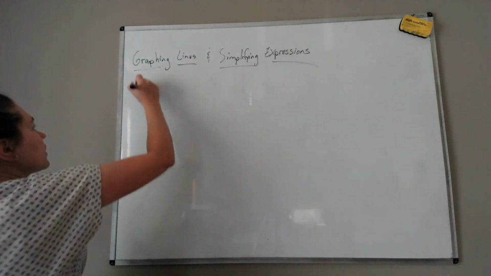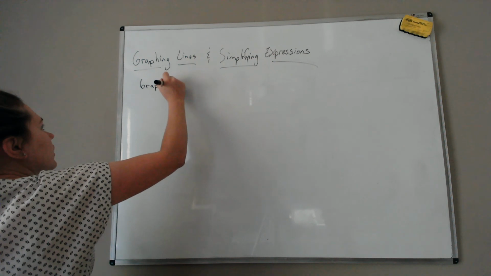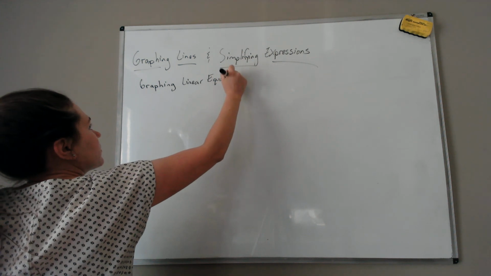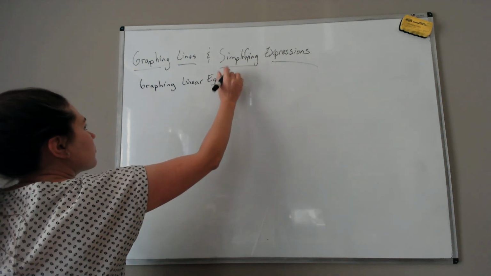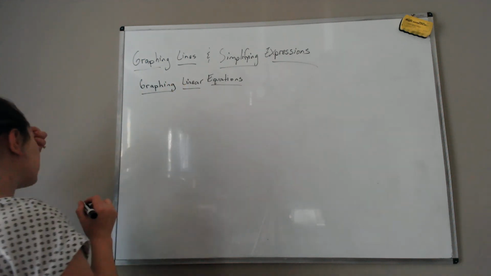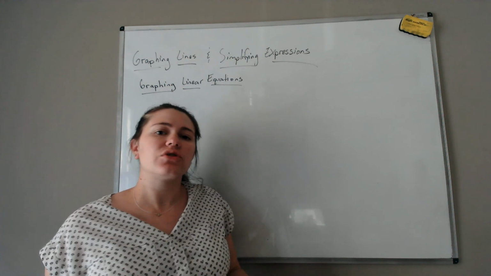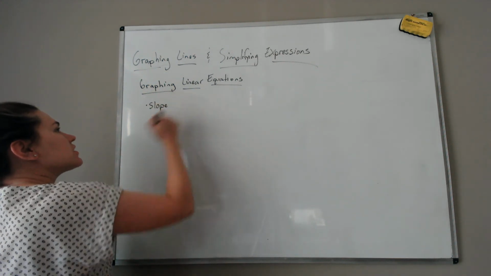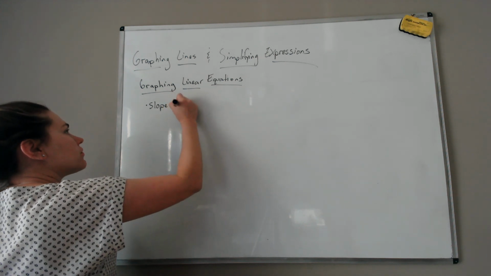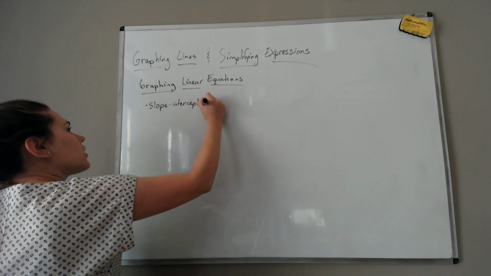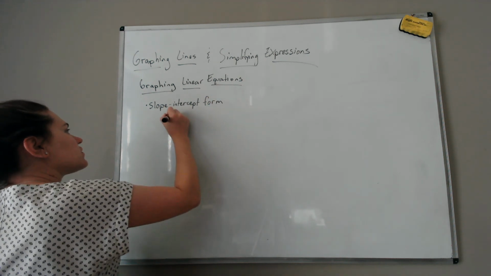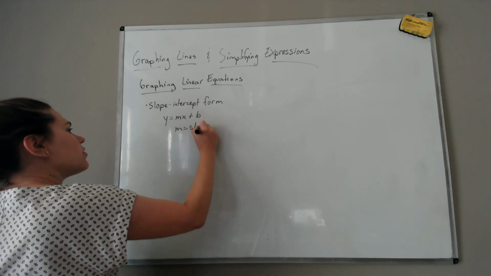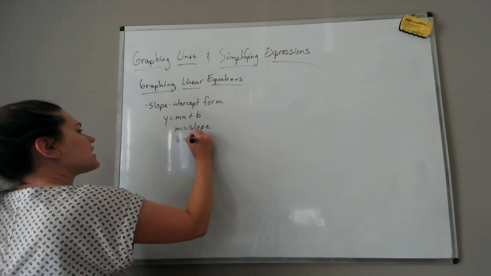So first up is graphing linear equations. We're going to go over the two main forms that we use to graph. Remember, if you have a line, what makes a line? Two distinct points. Two of the most common ways that a linear equation is represented is first through slope-intercept form. When you're in slope-intercept form, it looks like this: y equals mx plus b, where m is the slope and b is the y-intercept.